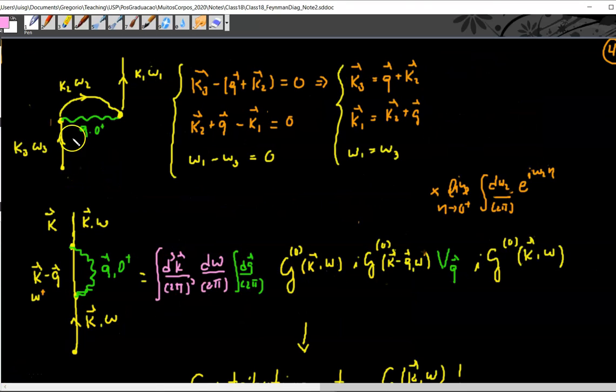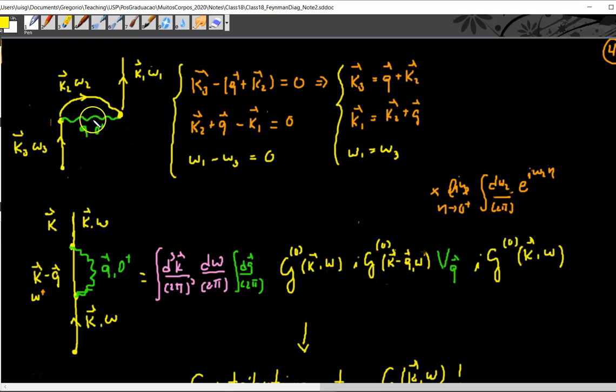Okay, so now I'm writing my diagram in k and omega space. So I have three propagators. This first one has momentum k3, so let me put a momentum here, and frequency omega 3. This other one is k2, frequency omega 2. The interaction has momentum q, no frequency. And this has momentum k1 and omega 1.